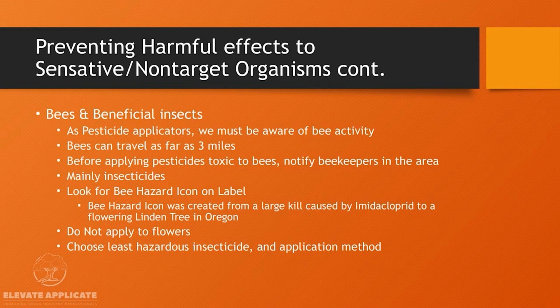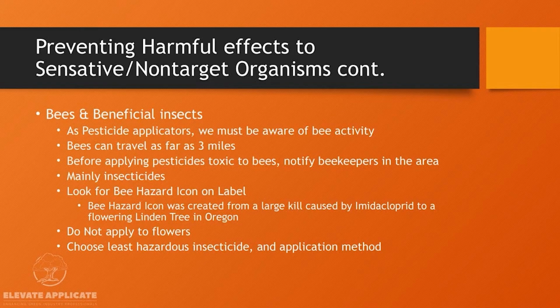So let's talk about bees and beneficial insects. As pesticide applicators, we must be aware of bee activity. Bees can travel as far as 3 miles. Before applying pesticides toxic to bees, you should notify beekeepers in the area. Now that's all fine and dandy in thought, right? But what if your state doesn't have a beekeeper registry, or some guy just became a beekeeper and he doesn't know that there's a registry? So I would say take that one with a grain of salt, but if you can, absolutely notify the beekeepers in the area. The main concern would be insecticides.